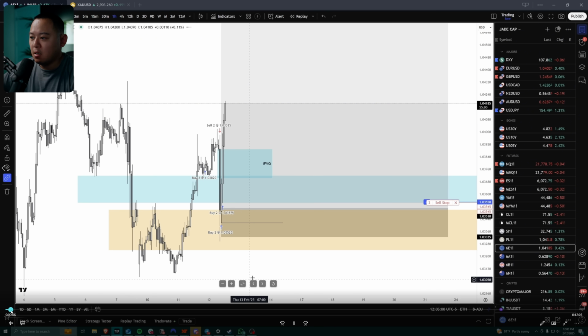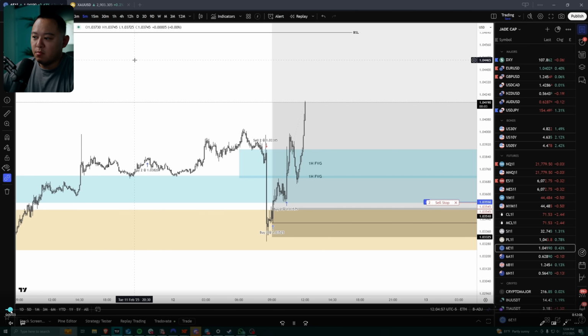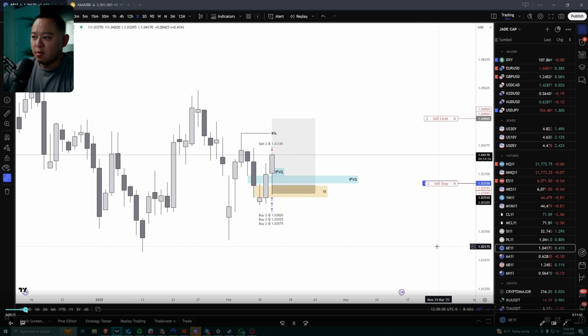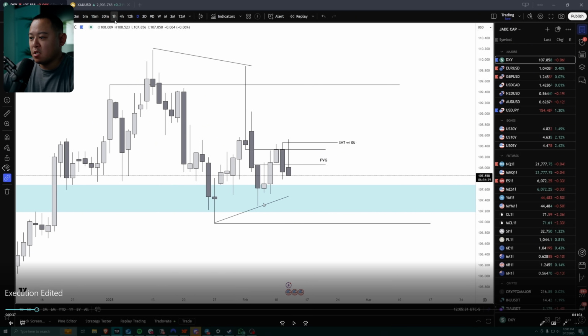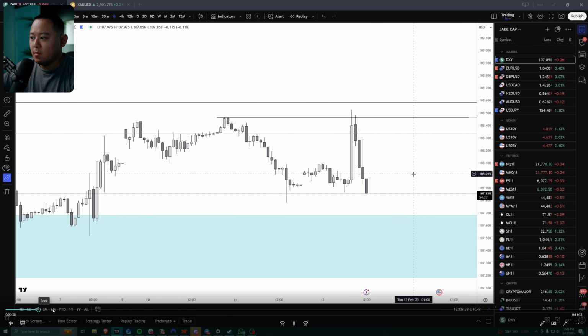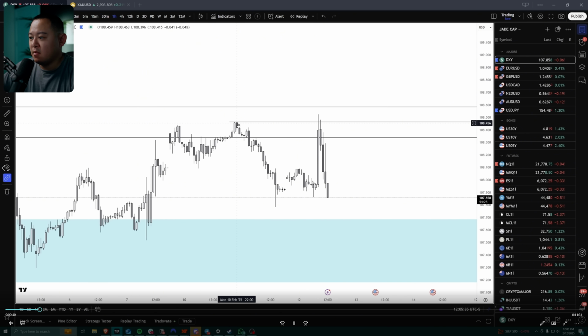You guys can see here that I timed it pretty perfectly. I pretty much bought the low of the day. And you guys can see here, right, daily SMT with EU. We're still inside this bearish fair value gap. We have low resistance liquidity below us. So here, right, the first move on CPI, oftentimes false.